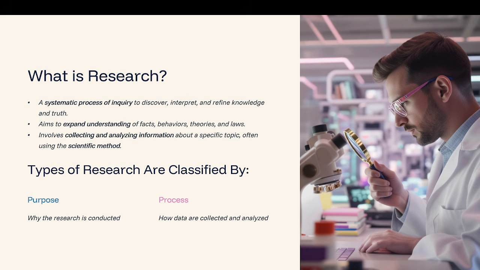As you can see, types of research are classified by either process or purpose. The purpose of the research is the reason why it was conducted, and the process of the research is the way in which the data were collected and analyzed. So this is important to understand before you even start your research journey.